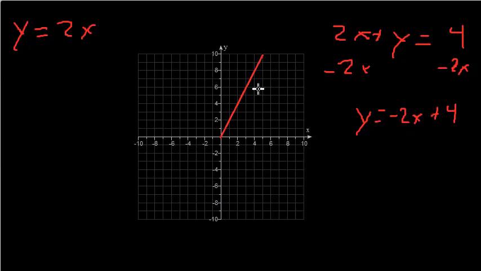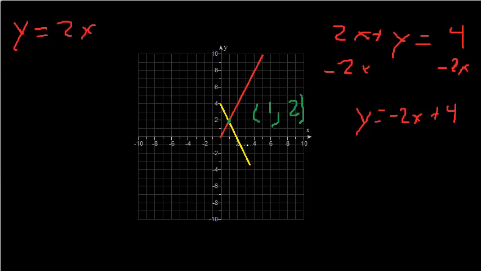This second equation has an intercept of 0, 4, and then goes down 2 and to the right 1 each step, so it goes on and carries on in this direction. So the point right here is the solution to both equations. That point is the point 1, 2.